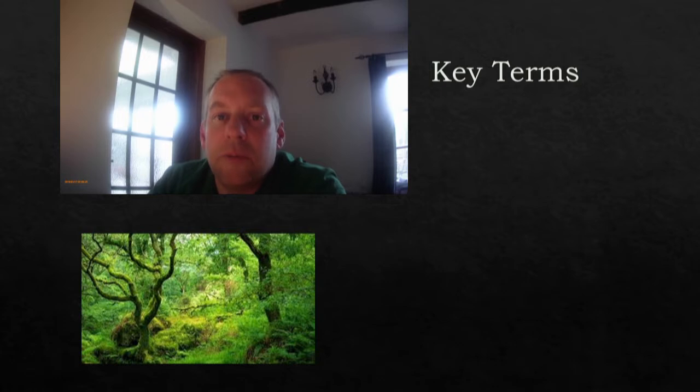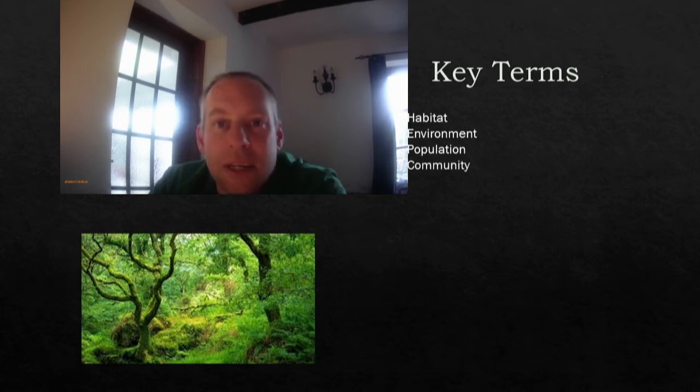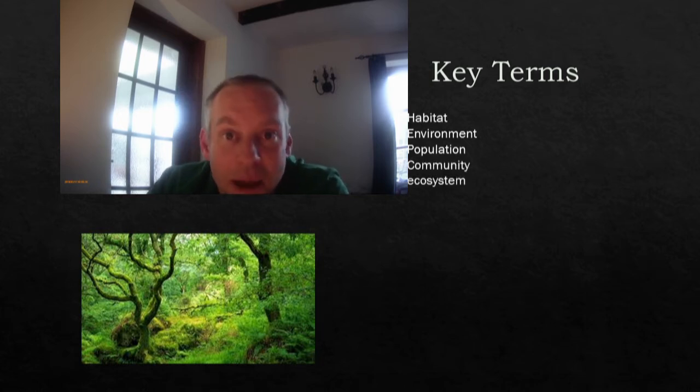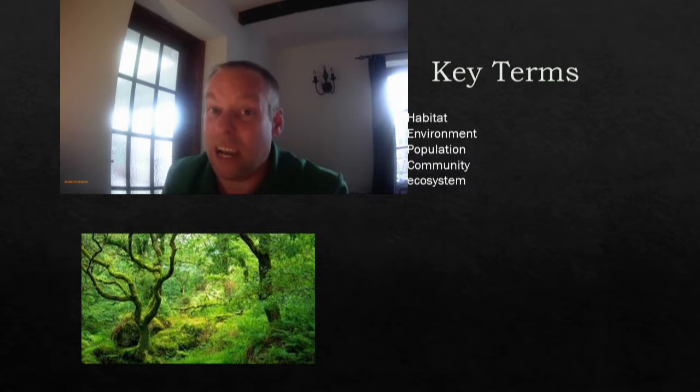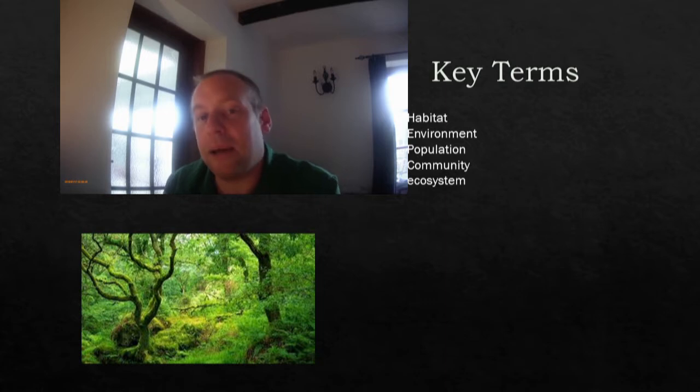The 5 key terms we're going to go through on this video are habitat, environment, population, community, and ecosystem. And to do that, we're going to go out to my garden, which is looking a little bit messy, but it's a great place to show you different things because we have on it, in it, a few different habitats that I can show you. So let's make a start. Let's go have a look at some habitats.